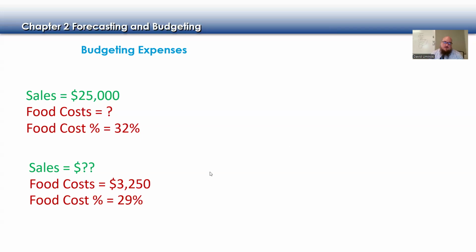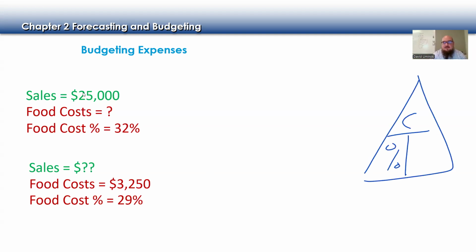All right, so in these examples, these last three examples that we did not cover in class, I just wanted to create a quick video for these. With these two questions, you're going to be using our triangle, okay? Cost, percent, and sales. And so if we were looking at this first question, we're looking for food cost.